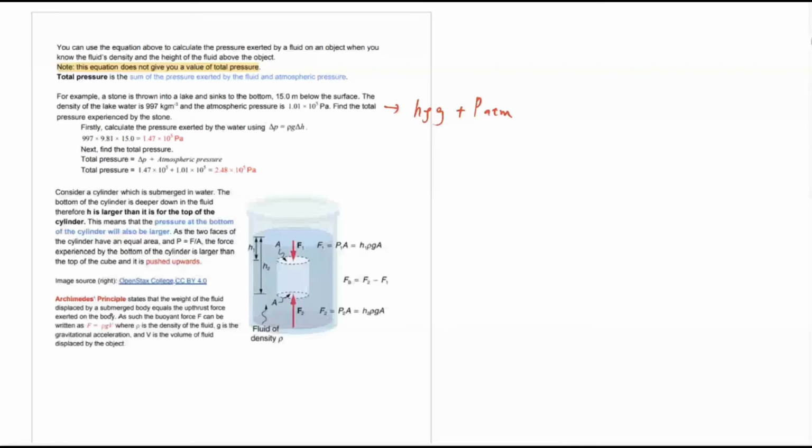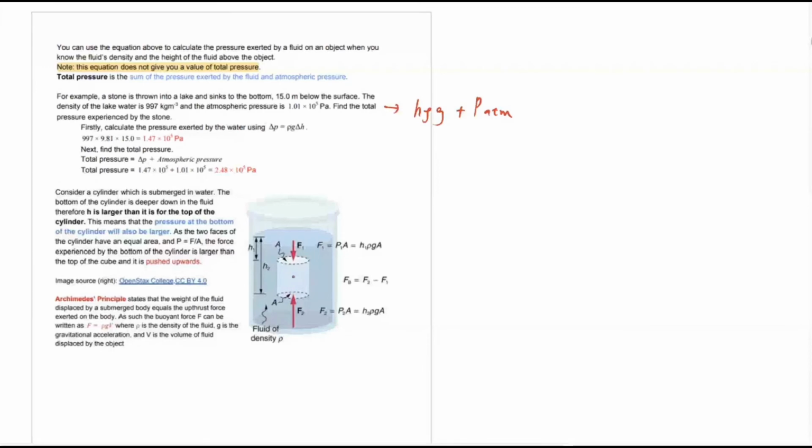Then it is also equal to the weight of the fluid displaced by the submerged body. Which means you put a cylinder in the water. So this volume of space is originally water. And now, because you put the cylinder inside, the water has to go elsewhere. So we call it water displaced by this cylinder. The water displaced by this cylinder, of course, has the same volume as the volume of the cylinder.